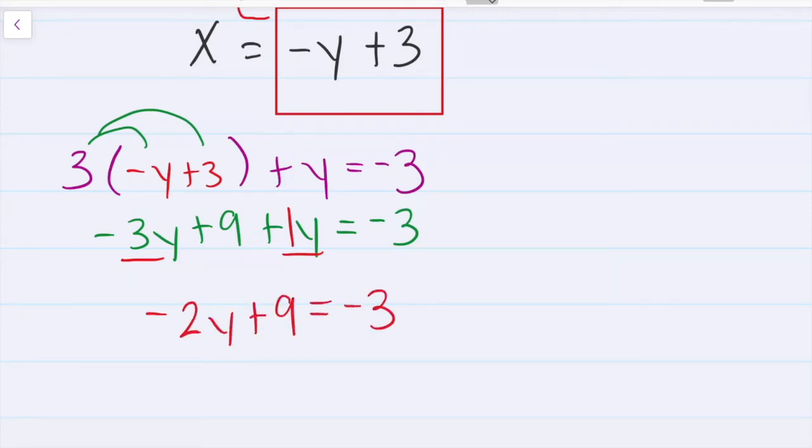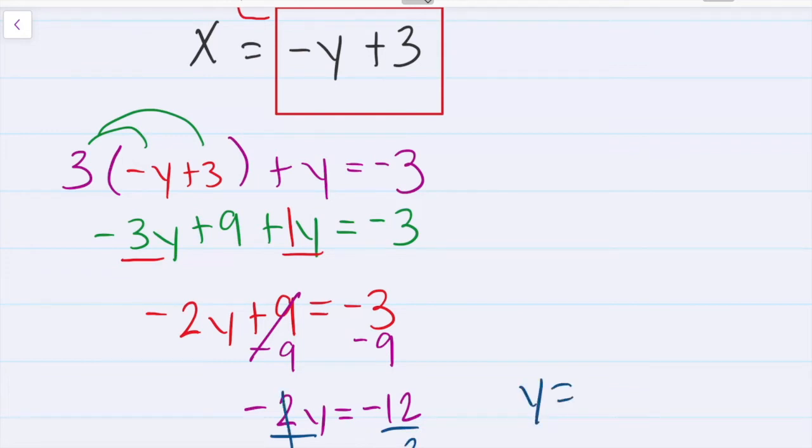What's the next step, guys? Let's leave the y alone. Minus 9, negative 2y equals negative 12. And the last step, divide by negative 2. So what is my y, guys? My y is equal to negative divided by negative is positive what? Positive 6. We found our y.